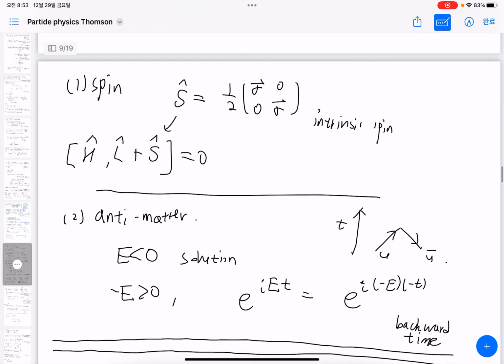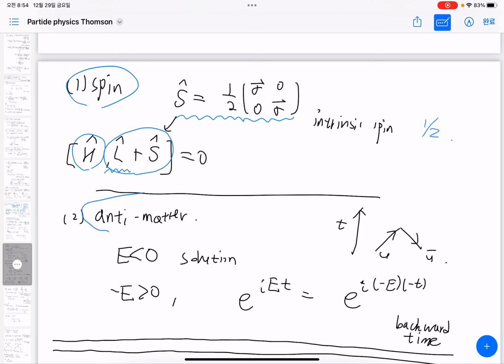There are two important results in the Dirac equation. The first one is the spin. The Hamiltonian does not commute with the orbital angular momentum. There is an additional intrinsic spin, which is constructed by the Pauli matrices. So the total angular momentum is conserved. So there is an intrinsic spin of 1/2 for such a fermion.